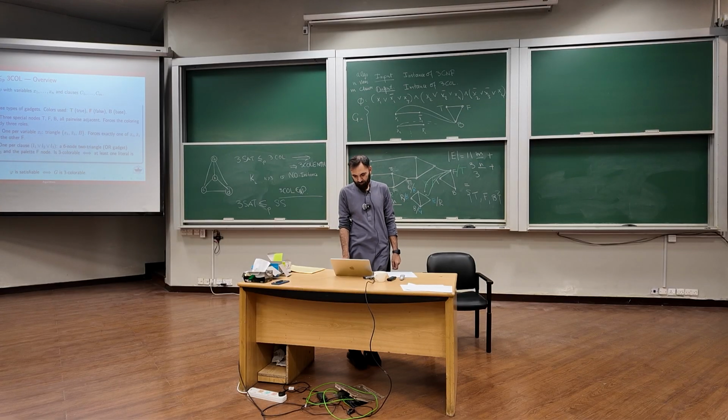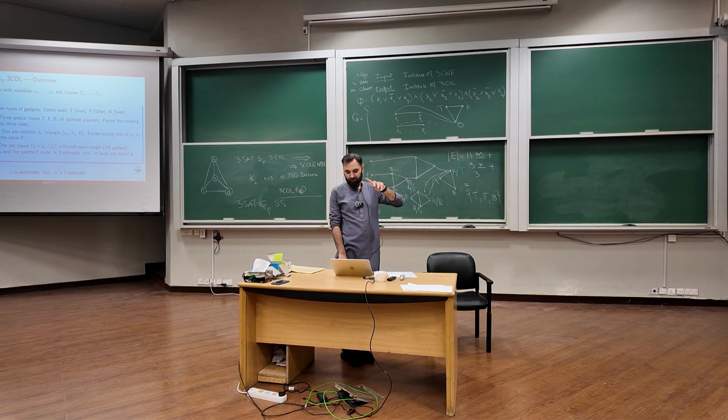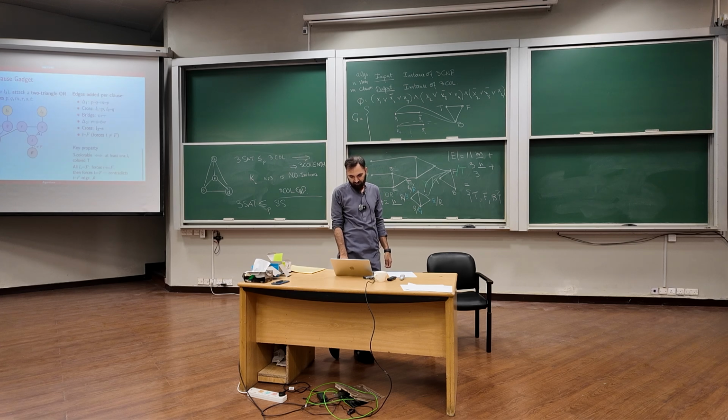All right, so you create a palette triangle, the one over there. You create variable gadgets, which is that you connect each variable to its negation, and you connect both of them to the base color. And then you construct this clause gadget, which is here, which is kind of a conjunction of 2 triangles. So this structure mimics the OR operation.